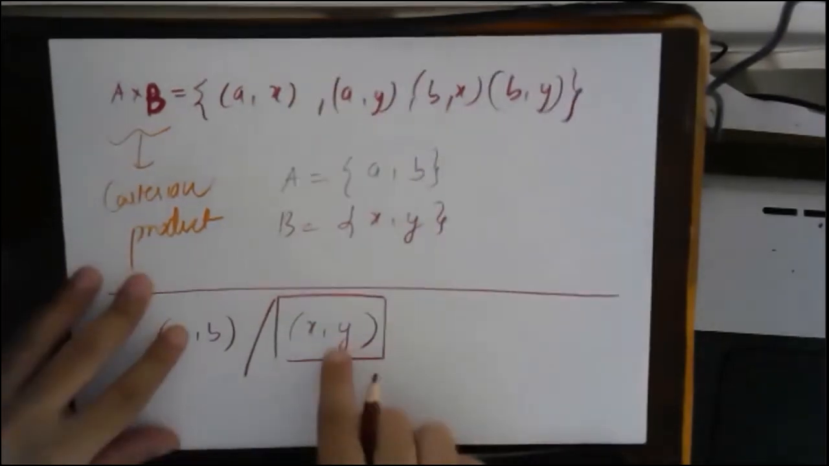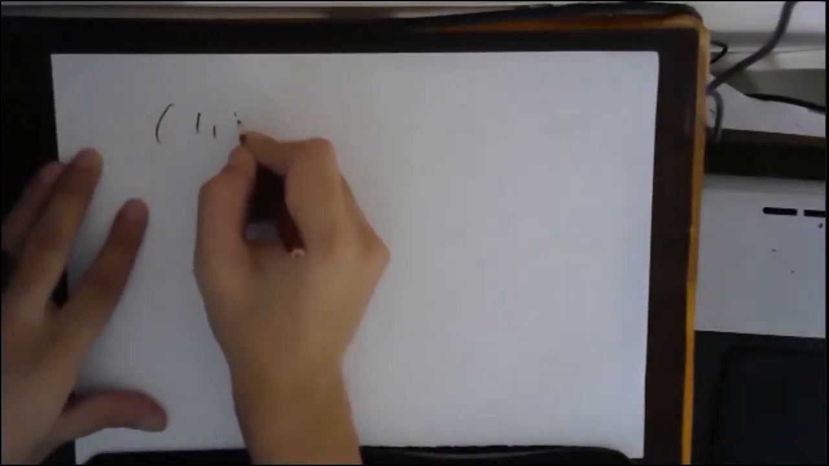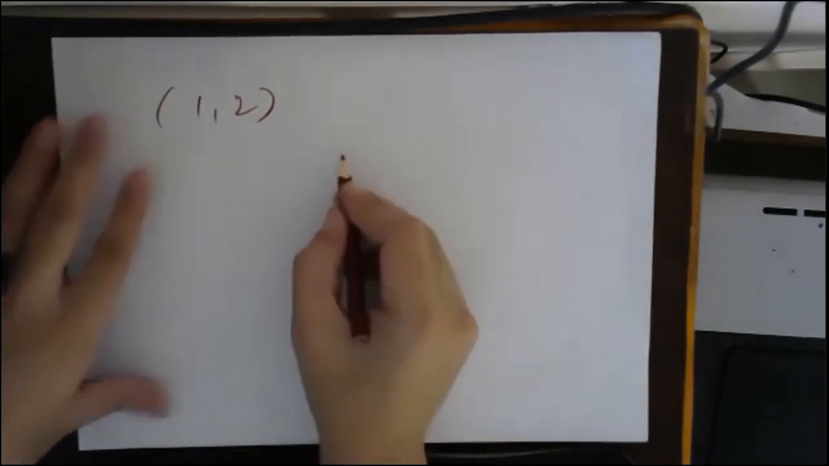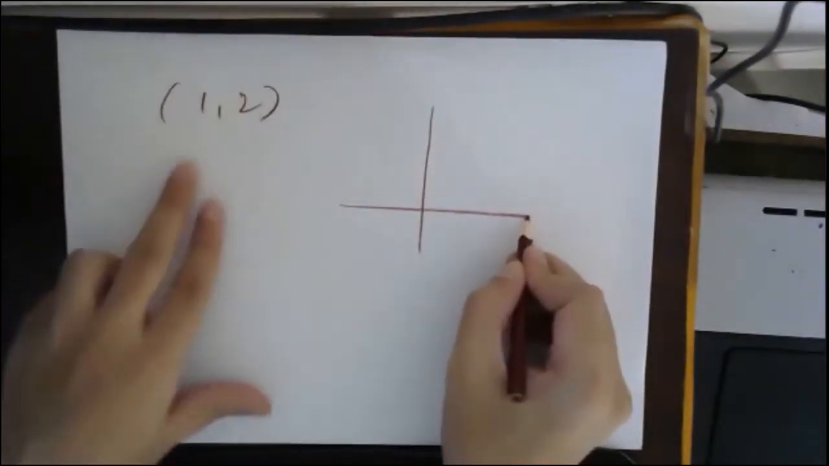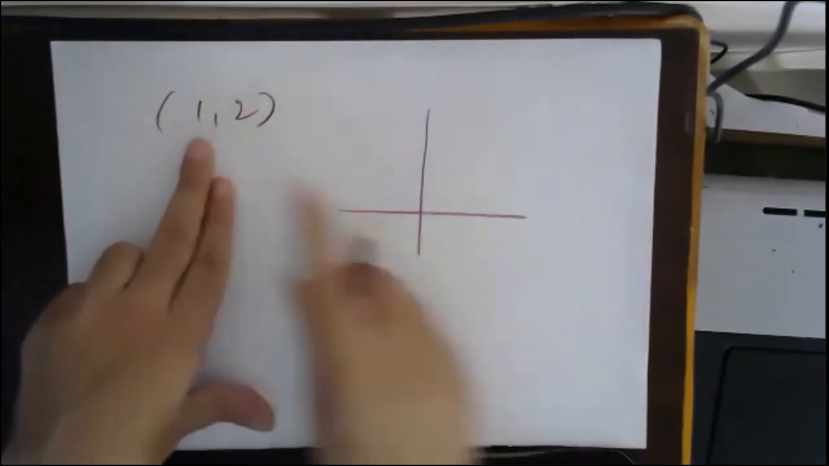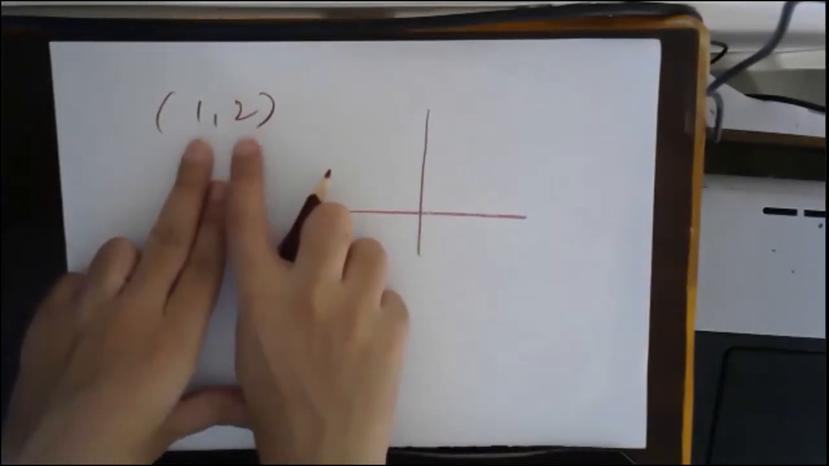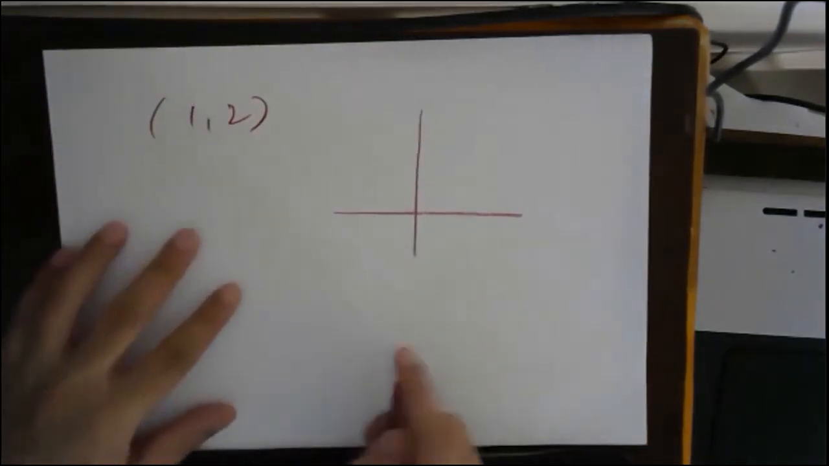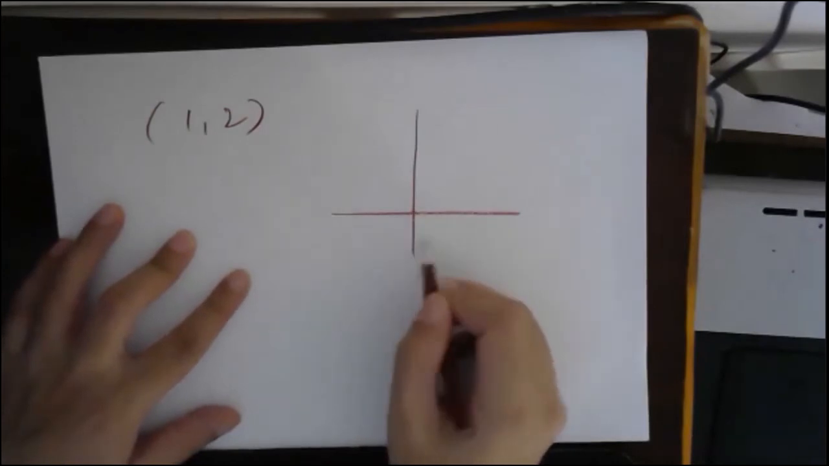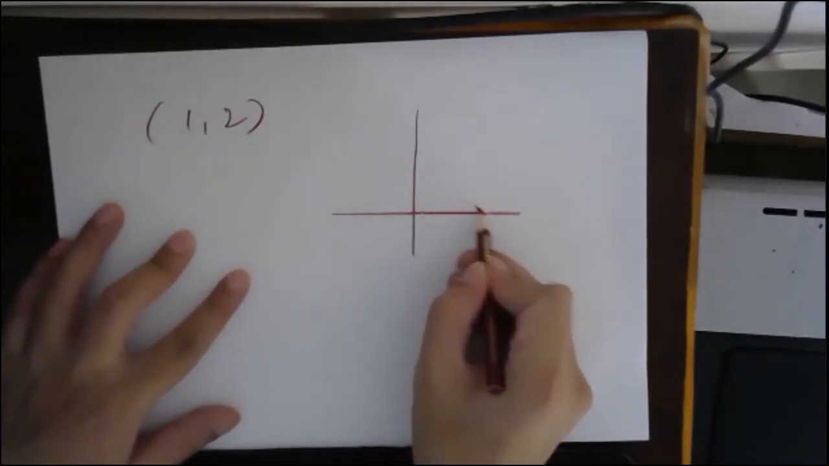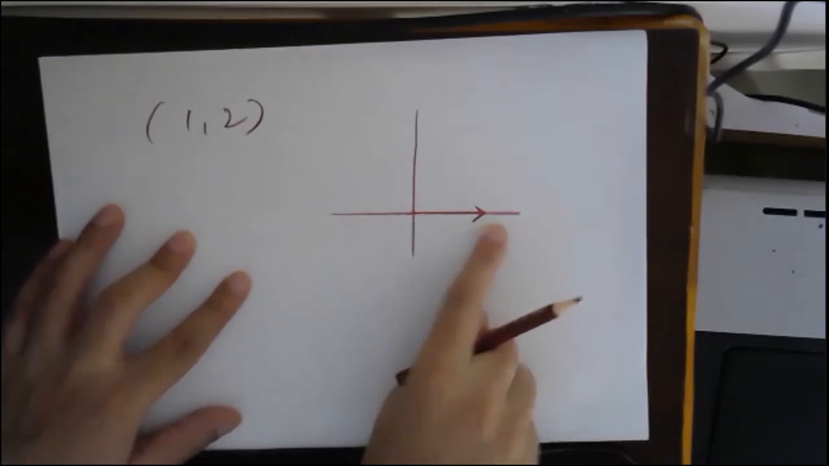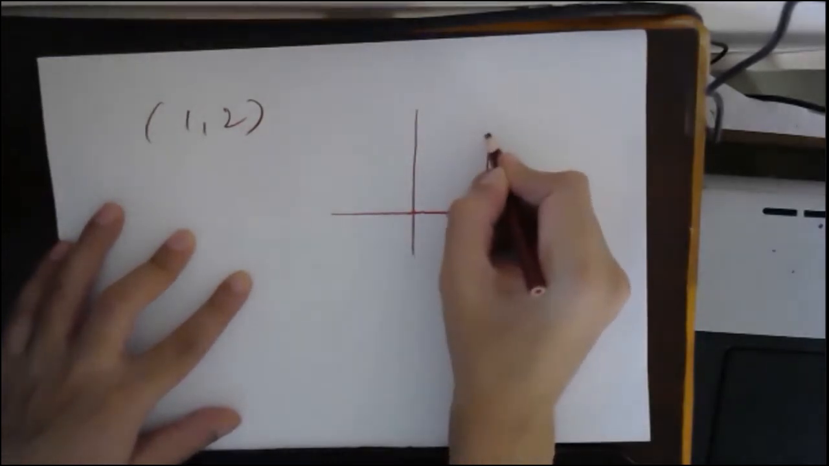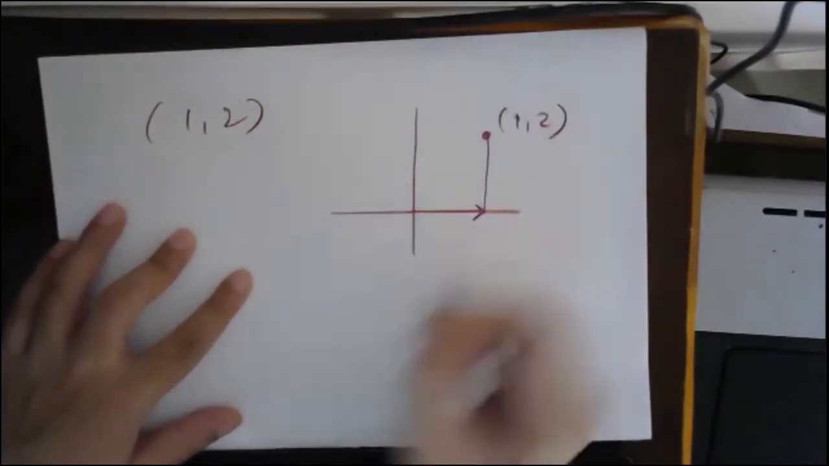And what does this mean? Suppose you have 1 comma 2. Now everyone just draw the x and y axis and try to plot this point, 1 comma 2. What will you get? You will get x coordinate as 1. That means from here I will move 1 and from here I will move 2. So you will get this point 1 comma 2.